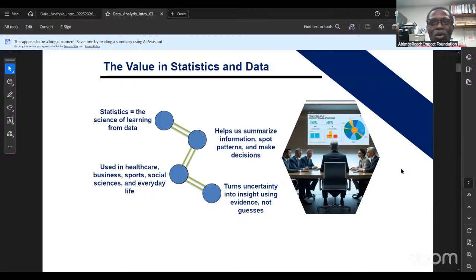We're able to know the current situation of the process, the current state of the process, how the process is developing and evolving, and we might also be able to make forecasts, to predict that process. So that's all about the value that we derive from statistics and data.